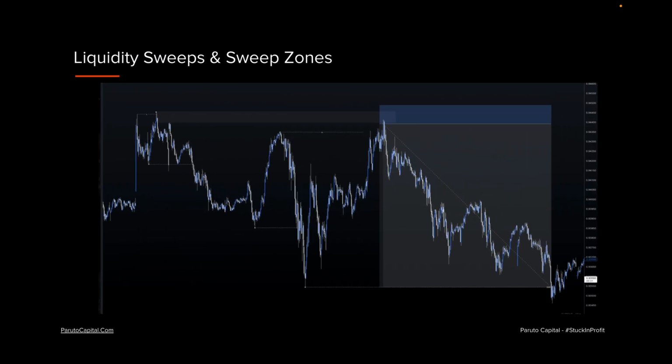Okay, now liquidity sweeps and sweep zones. On the other hand, we have what we call a liquidity sweep. Like I mentioned earlier, when you have structure at every point in time in a bearish trend market, the highs that lead to the break of structure in the bearish direction create for us a liquidity zone, a liquidity area.